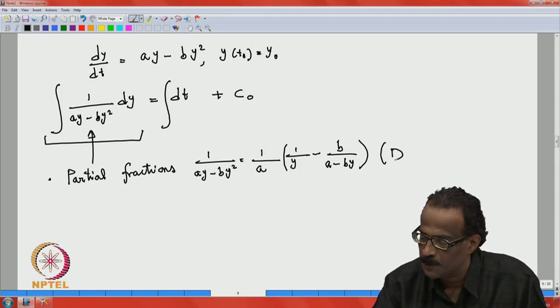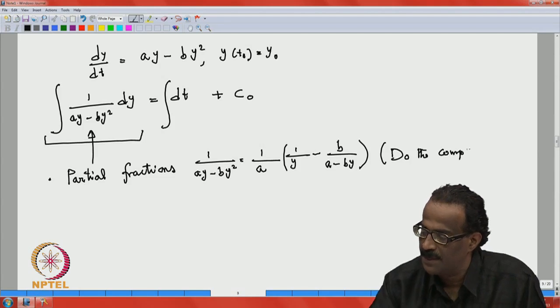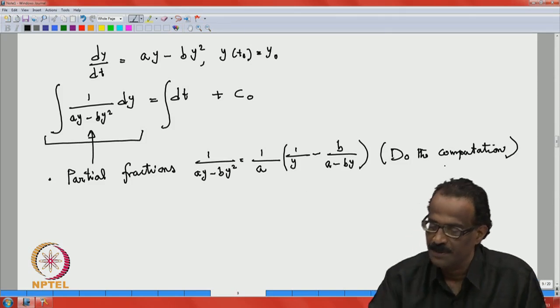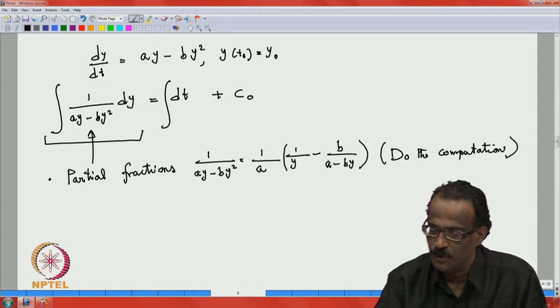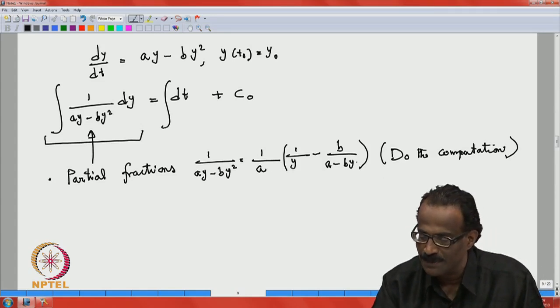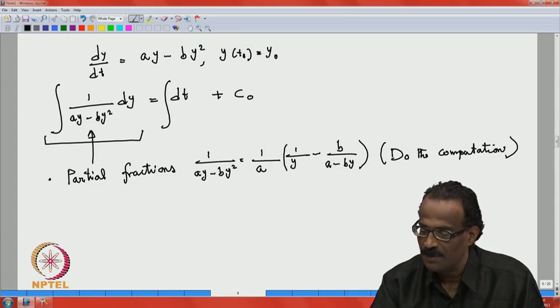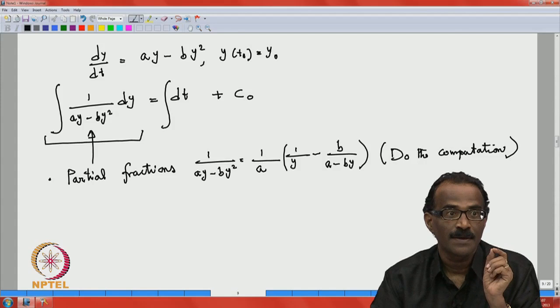Do the computation, it is an exercise. Whatever I am leaving is part of the exercise which you should do. Instead of writing the exercise at the end of it, we will write the exercises here. So, do the computation. Okay, do that one. Once you do this one, so these are in the 1 by y, 1 by a minus b y form. Now, you write it everything.